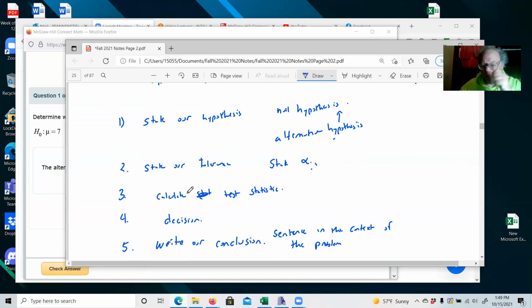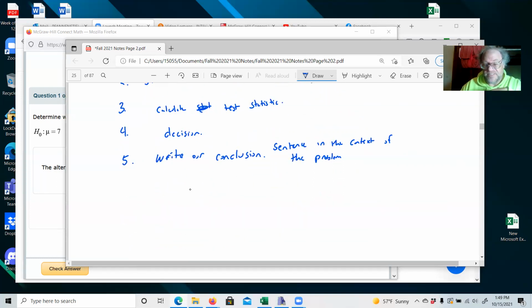A lot of stats classes just let it go with, what was our decision? Well, we rejected the null hypothesis, so reject H0. I guarantee you, in one month, assuming you're looking back at your statistics homework at all, you're going to say, reject H0, what was I doing? You have to write it for somebody who has not had the class.